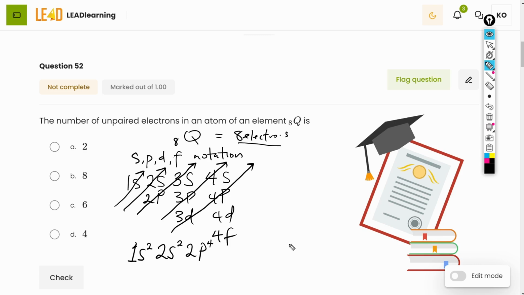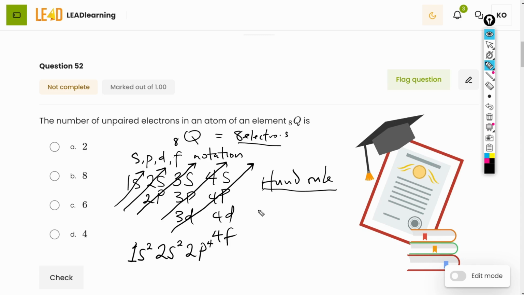So this is the configuration. Now we have to apply Hund's rule of maximum multiplicity, Hund's rule, to determine the paired and unpaired electrons. Hund's rule states that when electrons occupy orbitals, they will do so singly before pairing takes place.